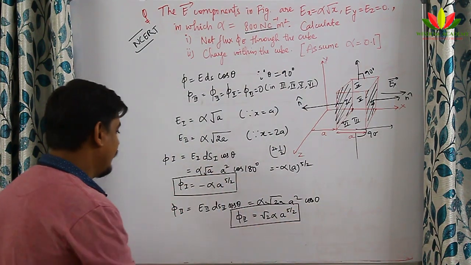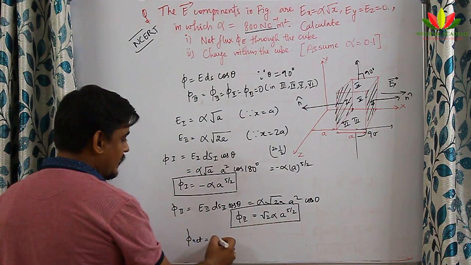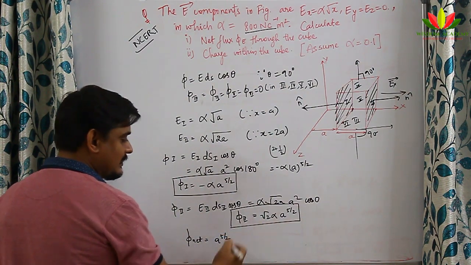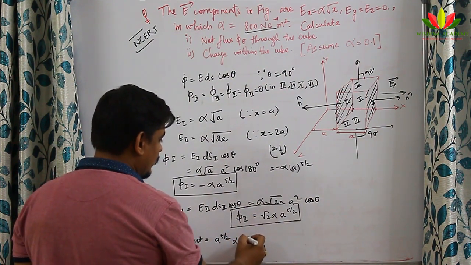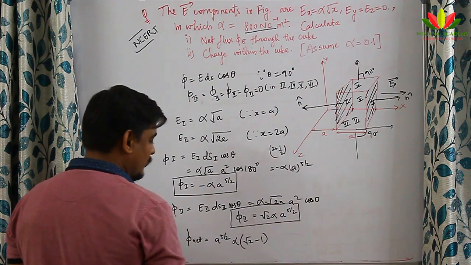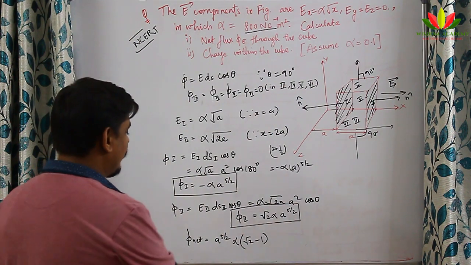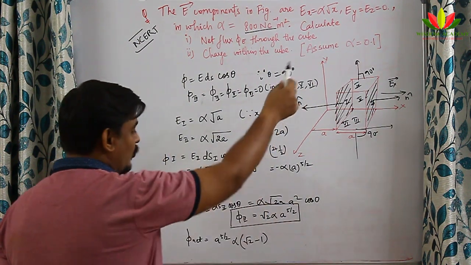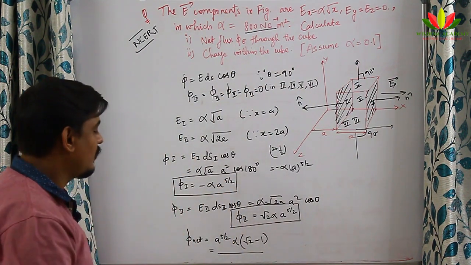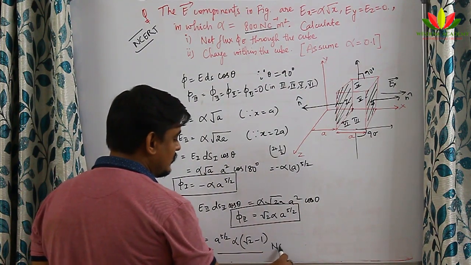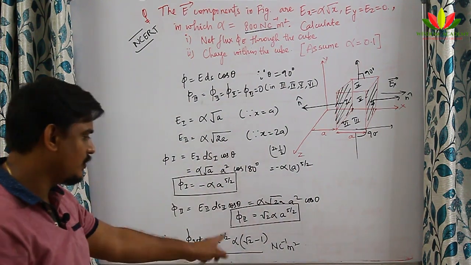So what will be the net phi? Phi net will be equal to phi 1 plus phi 2. If I take a power 5 by 2 as common, then alpha also comes common, then it will become root 2 minus 1. So when you solve this equation by putting the values of everything, we know that the value of alpha is given as 0.1. So you put the value of alpha, you will get the answer of phi. What is the unit of phi? It is Newton C power minus 1 meter square. This is how I get the answer for the first part. So if you solve this, you will get the answer.